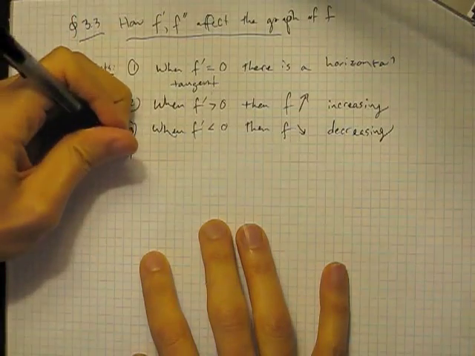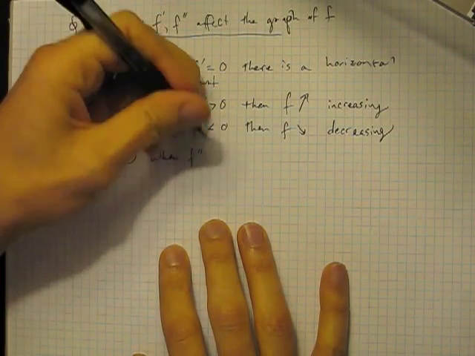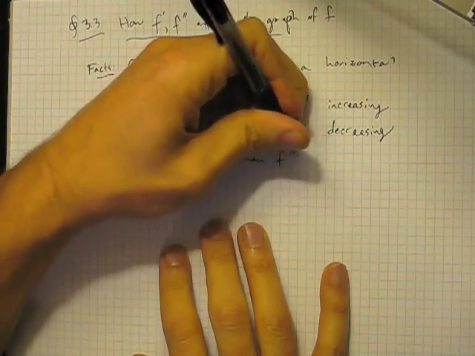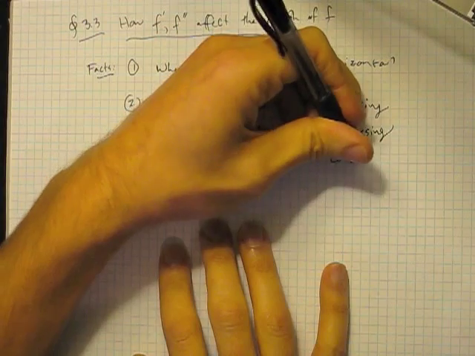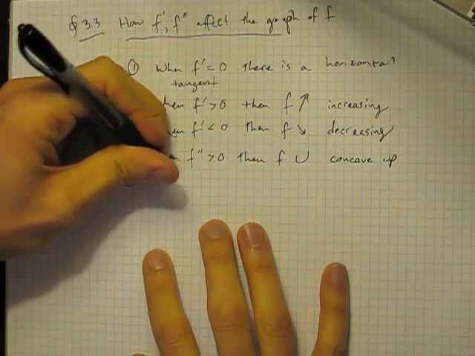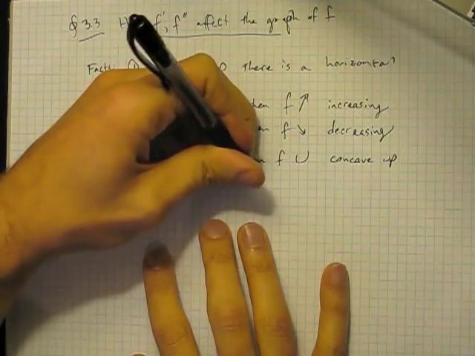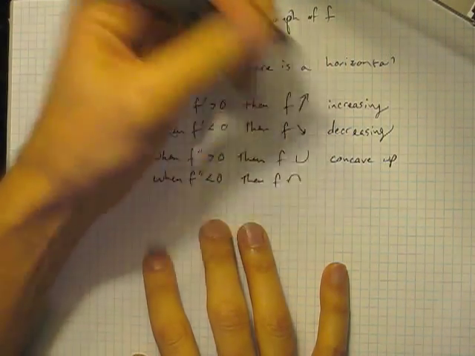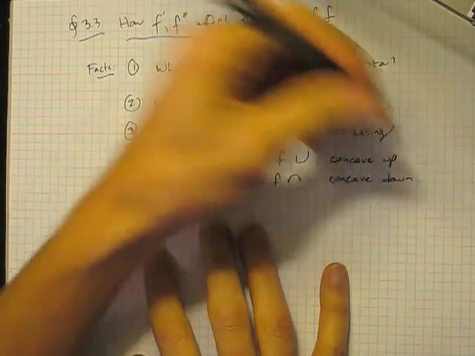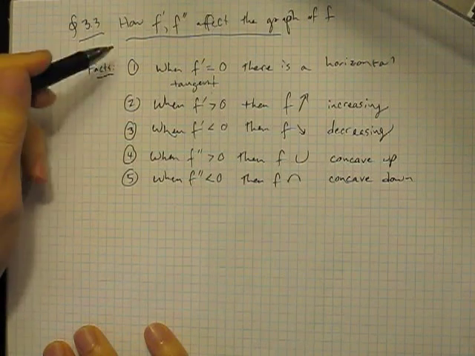Okay. We know a couple of other facts as well that we'll discuss later, but when f double prime is positive, we know that f is concave up. We'll talk about this in just a little bit. Concave up. And when f double prime is negative, then f is concave down. Okay, so we're going to use these facts to go through a couple of examples.